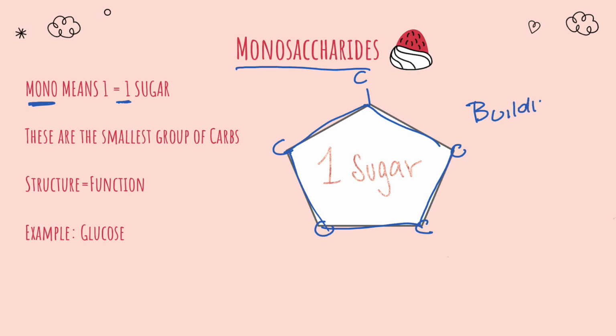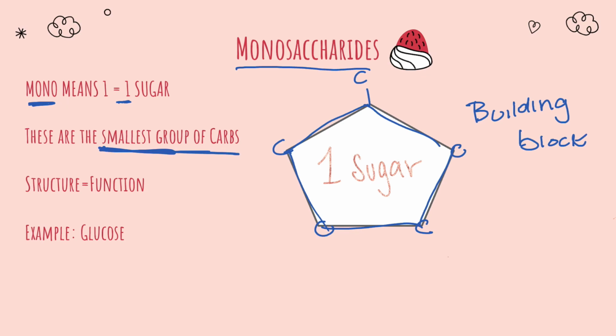Building block. You might hear monosaccharides referred to as building blocks because they are essentially the base for the longer carbohydrates, if that makes sense. So we're going to get into disaccharides, oligosaccharides and polysaccharides, which are basically just multiple monosaccharides.